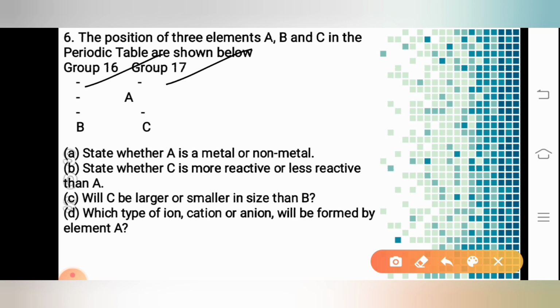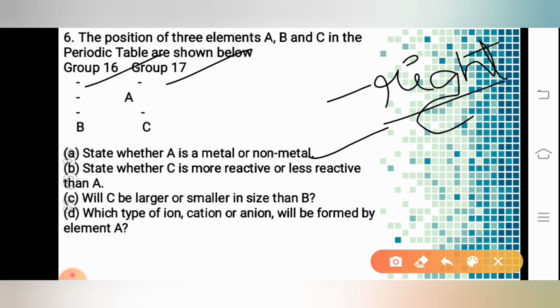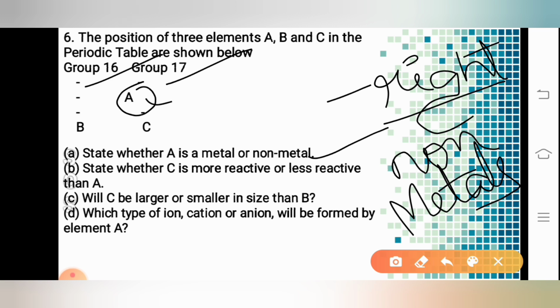The question is, state whether A is a metal or a non-metal. See, you know that if we look at the periodic table, the 16th group and 17th group are present on the right hand side of the periodic table. Correct? And the elements present on the right hand side of the periodic table are non-metals. So now element A is a non-metal because it is present on the right hand side of the periodic table. It is in group 17, hence it is a non-metal. Clear?